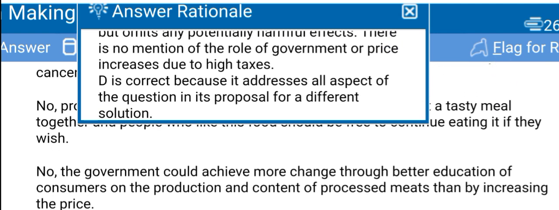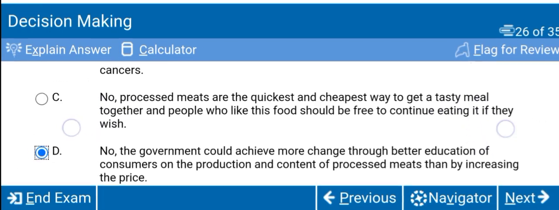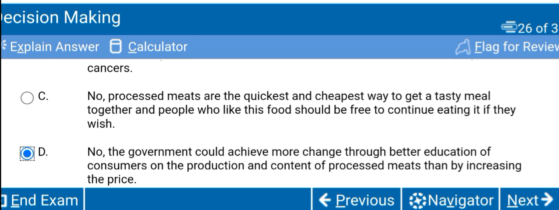So here option D is the correct one because it addresses all aspects of the question in its proposal for a different solution. So option D is the correct option, which says that no, the government could achieve more change through better education of consumers on the production and content of processed meats than by increasing the price.